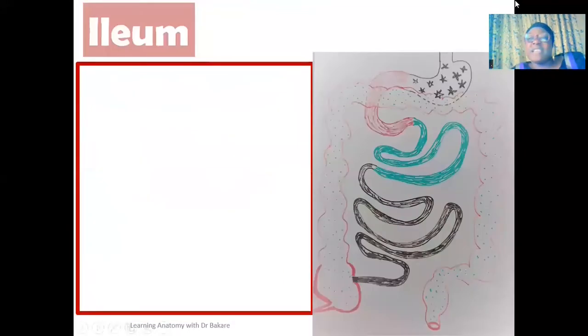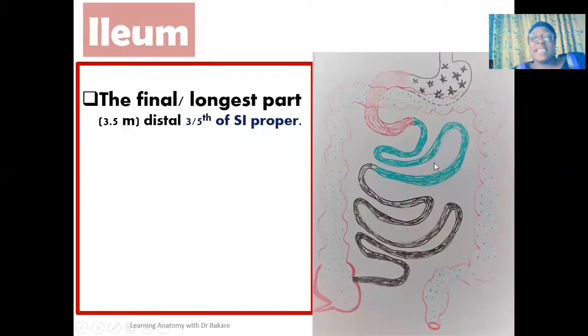So let's dive into the ileum. The ileum, we already said, is the final terminal portion of the small intestine, and it is this portion that finally empties into the large intestine. It is the longest region and is about 3.5 meters in length. It also takes up the distal 3/5 of the small intestine proper. We already said that the small intestine proper is made up of the jejunum and also the ileum. So the distal 3/5 of this region is taken up by the ileum.